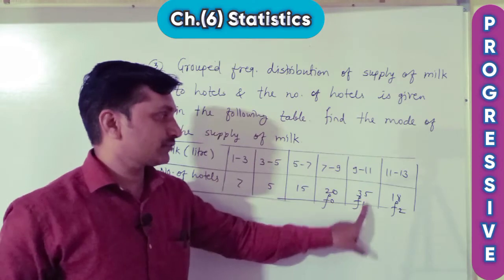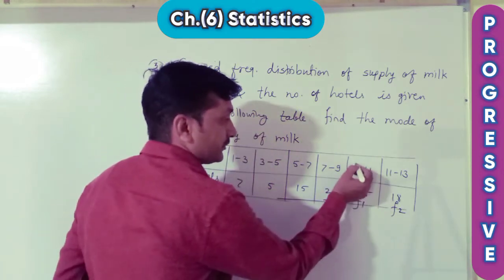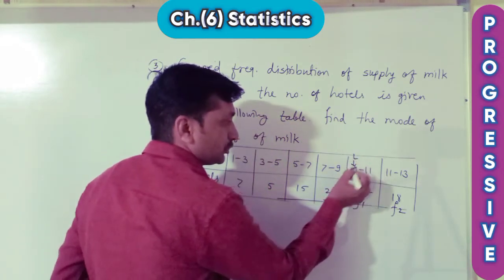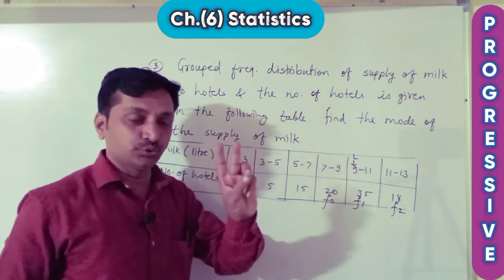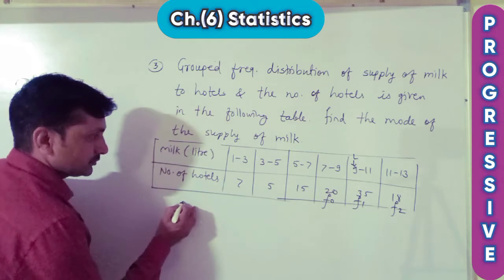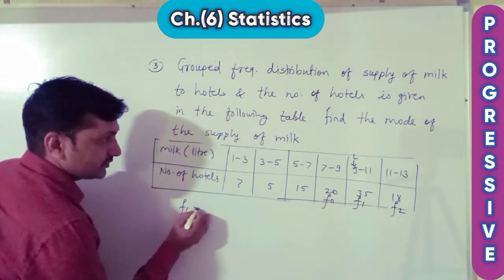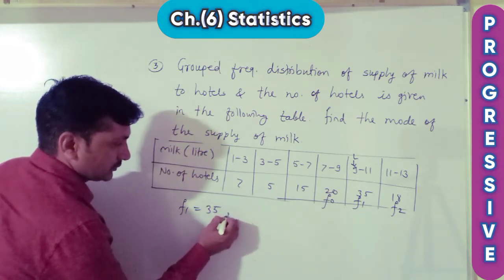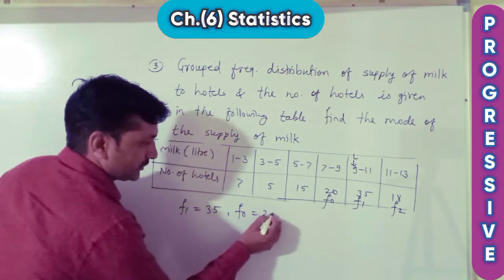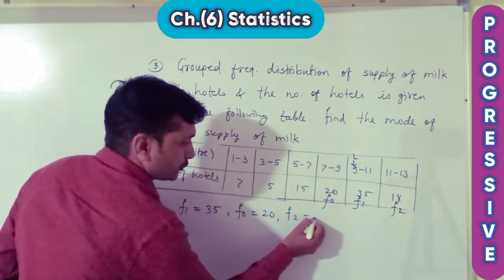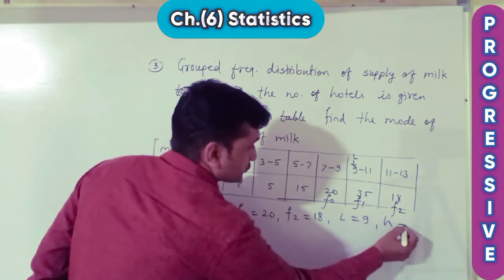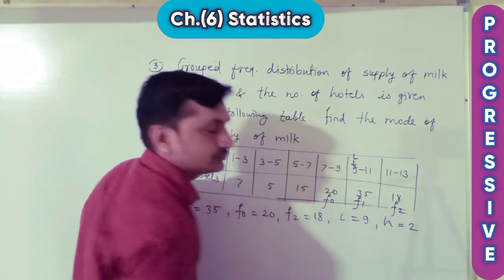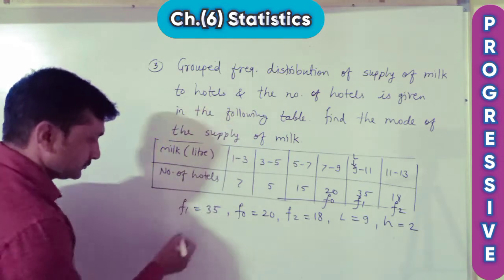The class having the highest frequency is 9 to 11, and therefore L value is 9, the lower limit, and the difference is 11 minus 9, which is 2. Write all these values here. F1 is equal to 35, F0 is equal to 20, F2 is equal to 18, L is equal to 9 and H is equal to 2. Now write down the formula.